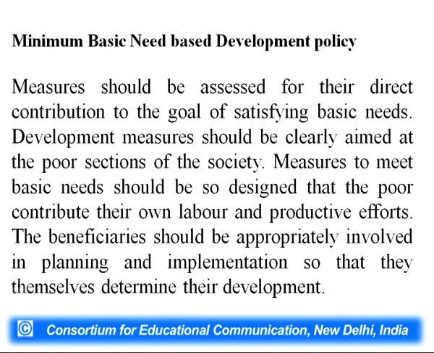Here I would like to give you one or two examples. Like primary schools. It was decided how we could distribute primary schools, primary health centers and health sub-centers. A threshold of population was attached to these different types of services and facilities, such as drinking water facilities and so on. So, the beneficiaries should be appropriately involved in planning and implementation, so that they themselves determine their development. They should become an important part of the development process.